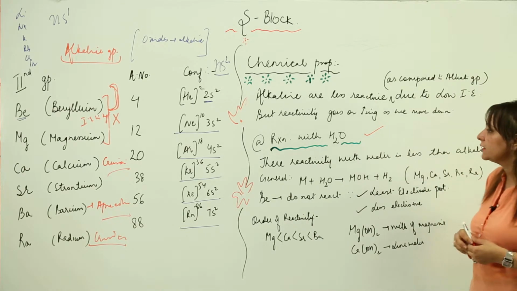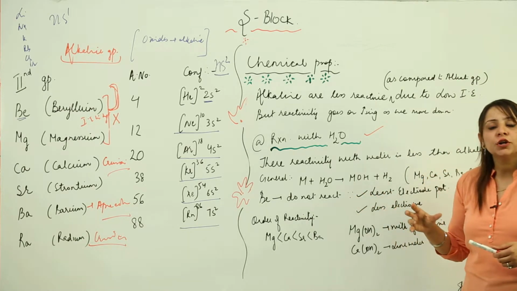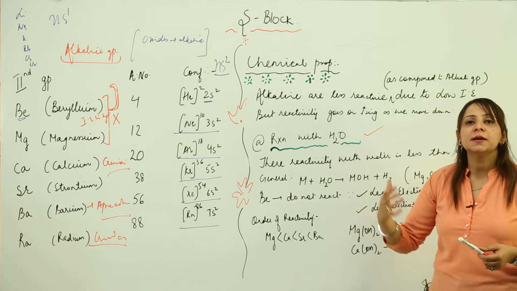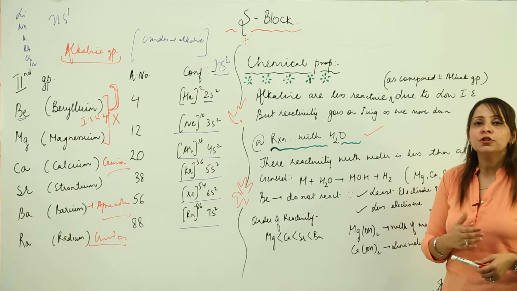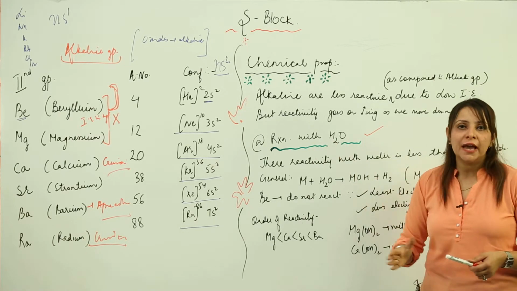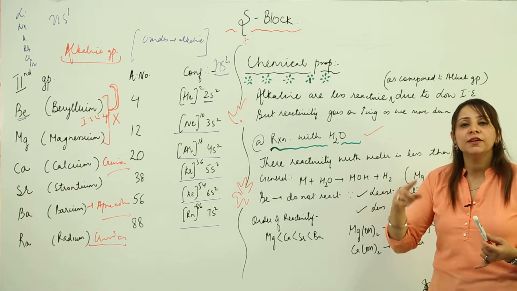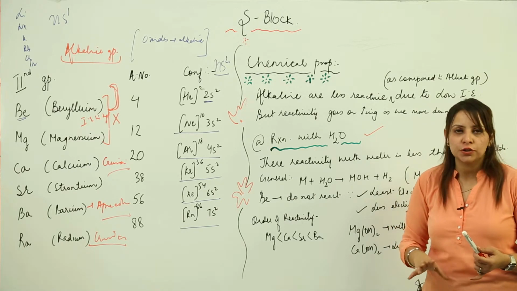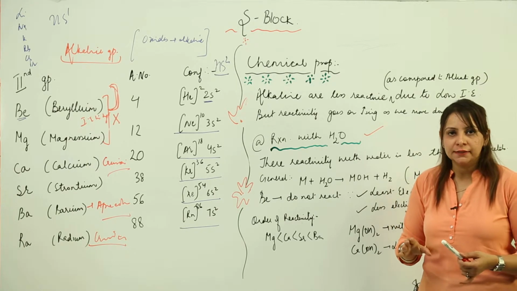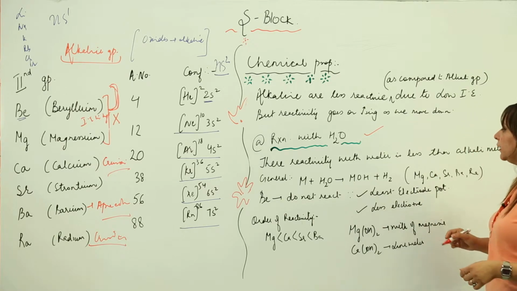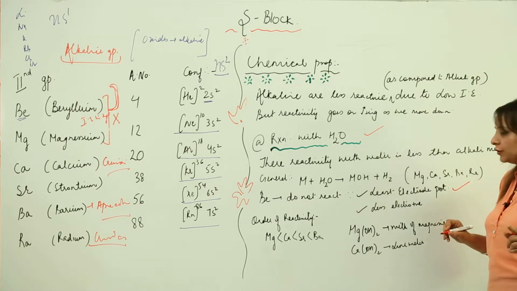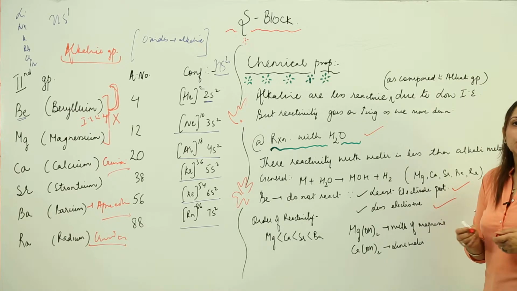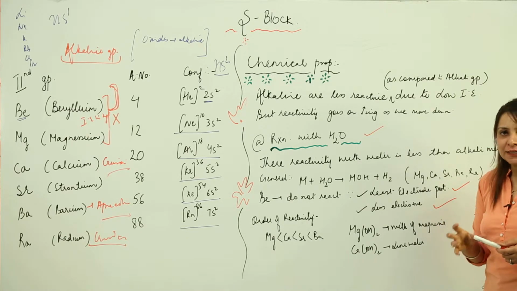We have seen that if we compare their reactivity with water to that of the alkali metals, they are somewhat less reactive, but still they react. You will be surprised to know that beryllium does not react with water, even if it is boiling water, steam, or cold water. It does not react with water in any circumstances. The reason is that it has the least electrode potential, so it cannot displace hydrogen, and moreover it is less electropositive due to small size and high ionization energy.